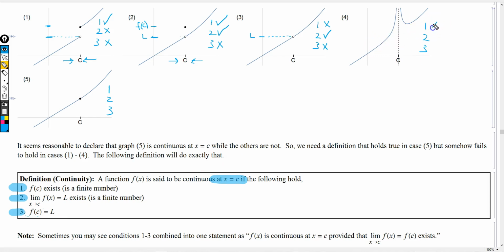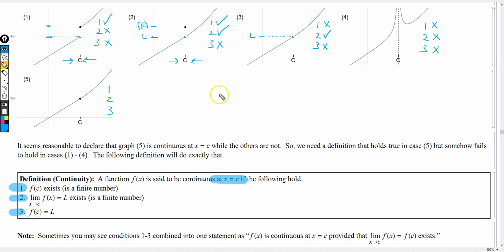Number 4 here, well, this is a pretty bad one. Number 1 is not satisfied. F of c is undefined. Number 2 is definitely not satisfied. This limit does not exist. The function is not approaching a single number. It is going up to infinity, but it's not approaching a single number that exists.